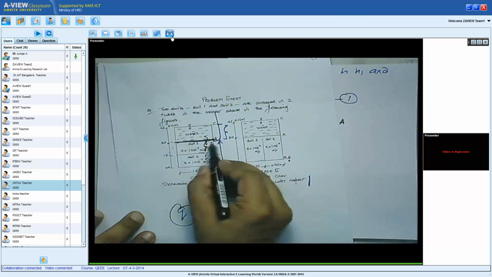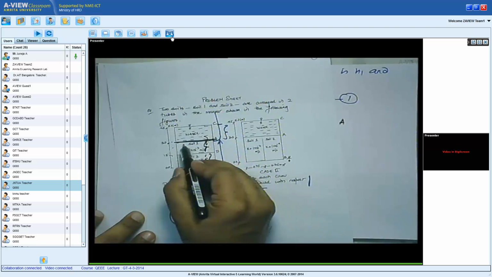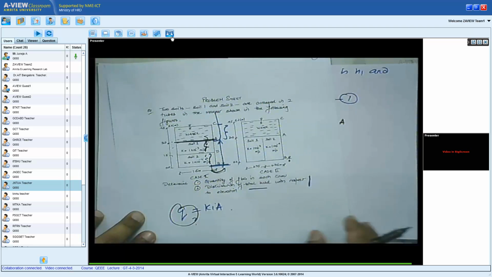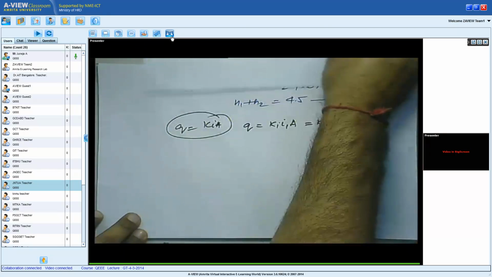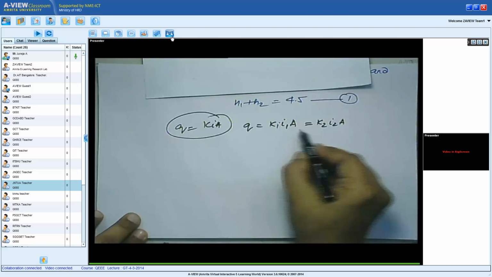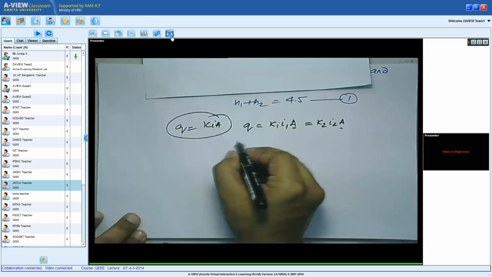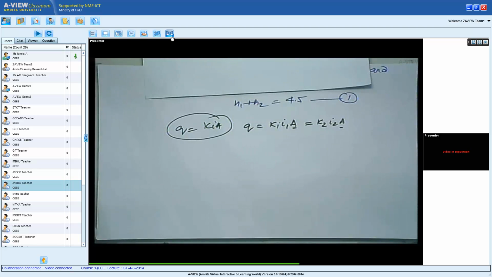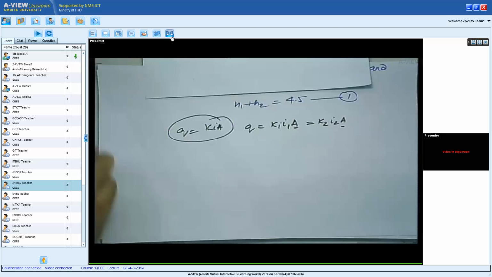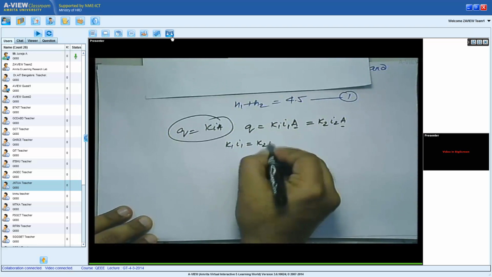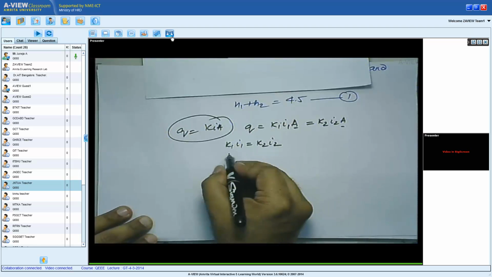So can I say area is the width the water flows through times maybe a one unit dimension which comes out and hits you. So area in both cases is the same. Both the dimensions are the same. So can I say K1 I1 equals K2 I2? What is the value of K1?